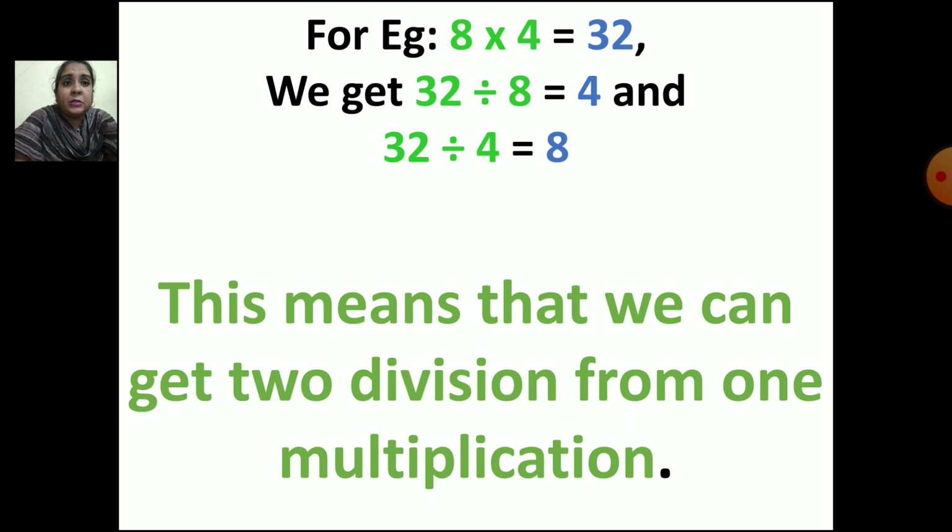So what does this mean? This means that we can get 2 divisions from 1 multiplication. Here you can see 1 multiplication is given, 8 multiplied by 4 equal to 32. From that multiplication we are getting 2 divisions, that is 32 divided by 8 equal to 4 and 32 divided by 4 equal to 8. So this is the interrelationship between multiplication and division.